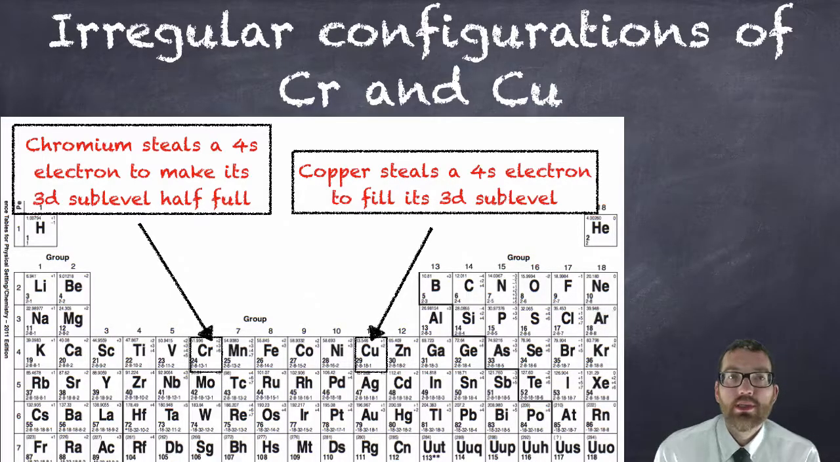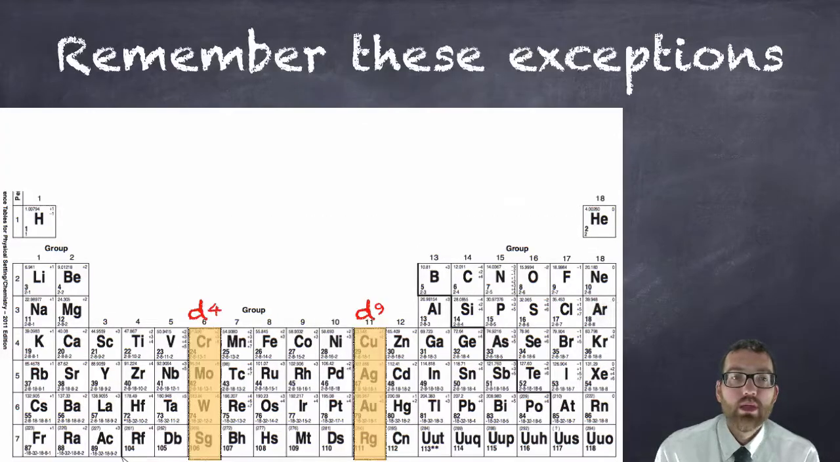So this picture here is showing us the irregular configurations of chromium and copper. Anytime you can take a 4s electron to make a d sublevel half filled, they'll do it because it's more stable in that arrangement. And also anytime you can take an s electron to completely fill a d sublevel, such as copper, that will also happen. So remember these exceptions. Anytime you see a d4 or a d9, it will never happen. It will always be s1 d5 and s1 d10.